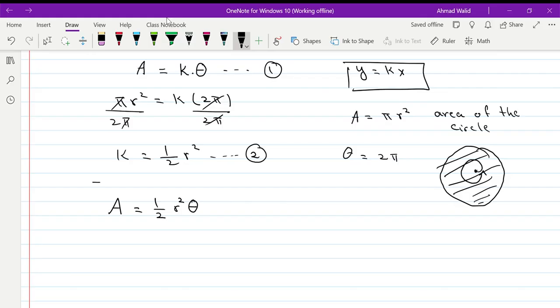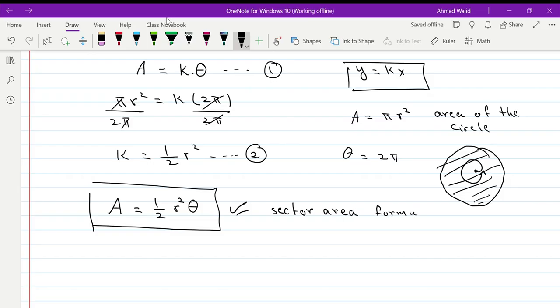In your book, they don't show you this proof. They just put this formula for you, and they're asking you to memorize it. Please memorize this formula. What is this formula? This is the sector area formula: A equals 1/2 r squared theta. Correct? Let's do an example.